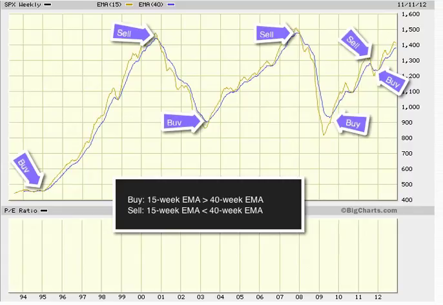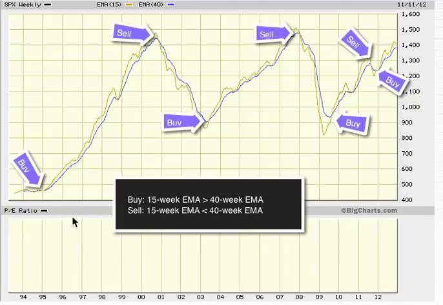In this video, I want to explain how to use the exponential moving average to determine the underlying trend for a market. I utilize this 15-week and 40-week EMA, as depicted in this particular chart here.